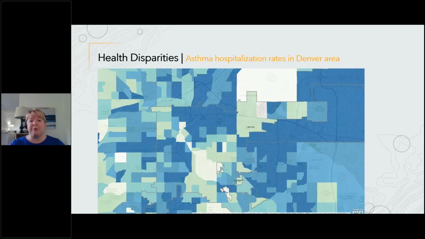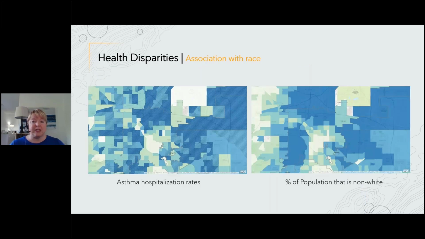The Colorado Department of Public Health and Environment showed this at a very local level. This map indicates the variation in asthma hospitalization rates in the Denver area. When we compare that to the percentage of the population that is non-white, we can see a clear correlation indicating that this problem of higher asthma hospitalizations is a health disparity likely linked to race. So there may be an issue of environmental injustice to assess.